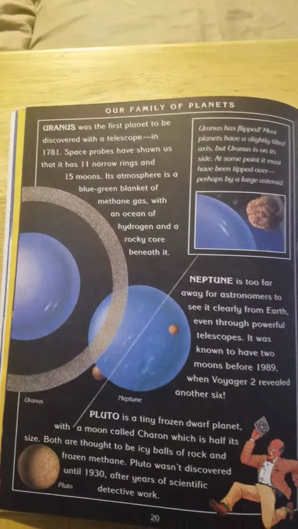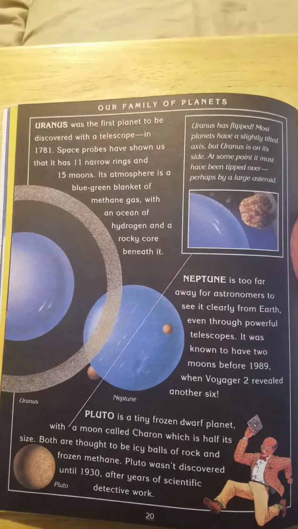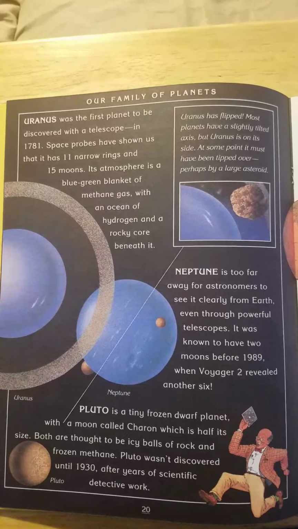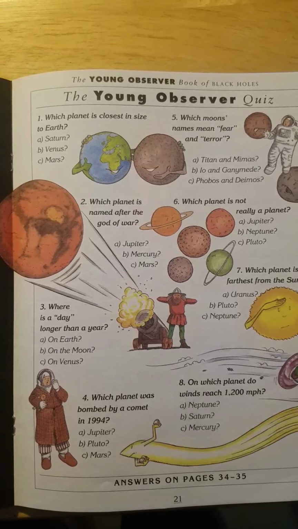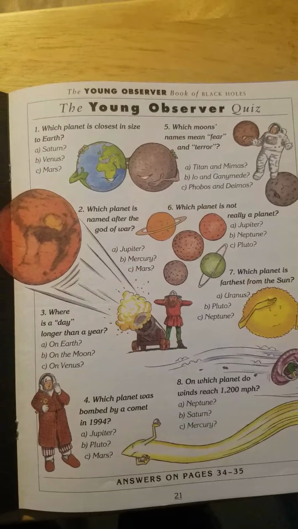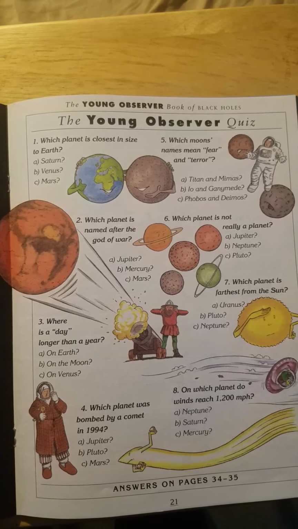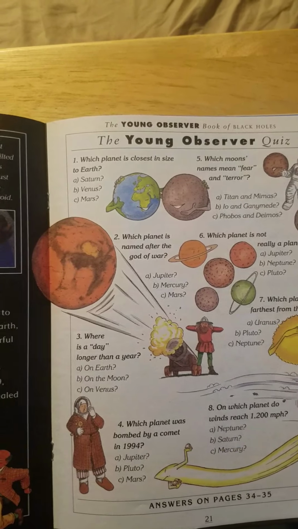And then on this page, we'll read about Uranus, Neptune, and Pluto. And in this caption, there's something unique about Uranus. And then we have the quiz with graphics, and you'll see that on the Google Forms. So here we go on chapter 2.